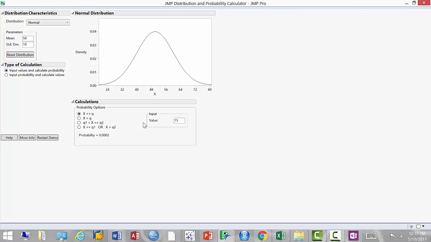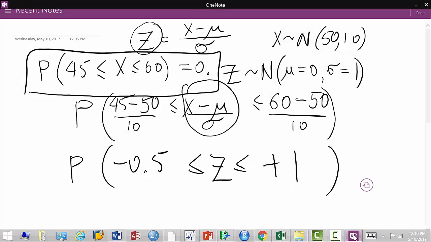Yep. So my original question was between 45 and 60. So my upper limit is 60. Remember, you have to adjust the upper limit first. And the lower limit is 45. Bam. So my probability that I am assembling a computer anywhere between 45 to 60 minutes is 0.5328. I'm going to write that down. 0.5328.